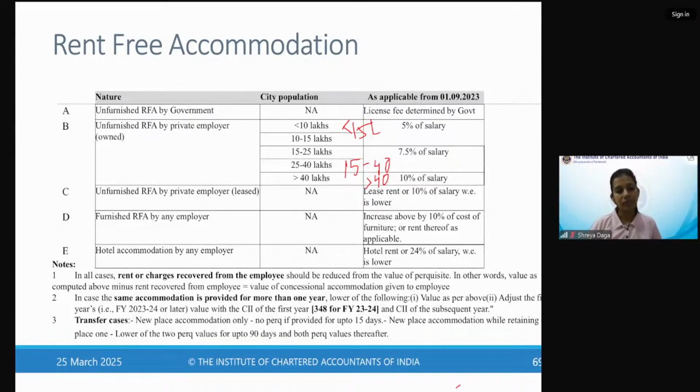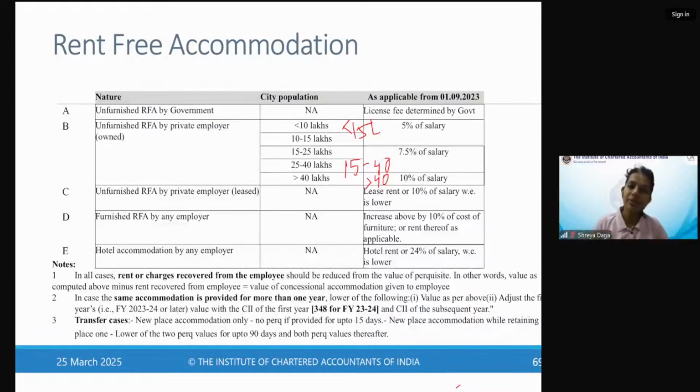Okay. Next. Agar unfurnished accommodation is given by a private employer which is leased by him, matlab it is a leased property, it is not owned by the employer, then whatever be the city population, lease rent or 10% of salary, whichever is lower, will be the perquisite value. Because please understand, if the employer has also taken the property on lease and then giving it to you, that means he is also paying a lease rent. If it is owned by him, then he has no outflow to make. It may be just depreciation of that building. But if he has also leased it, then he is also paying a rent. So you need to factor it also. So lease rent or 10% of salary, whichever is lower, will be the taxable perquisite.